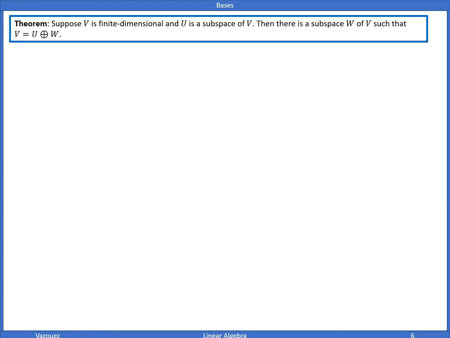So the theorem says, suppose V is finite dimensional. And like I said from the last slide, we can prove this without assuming that V is finite dimensional. But in this case, we're just going to assume that V is finite dimensional and that U is a subspace of V. Then there is a subspace W of V such that V is equal to the direct sum of U and W. Now this proof is a bit lengthy, but it shouldn't be too hard to follow.